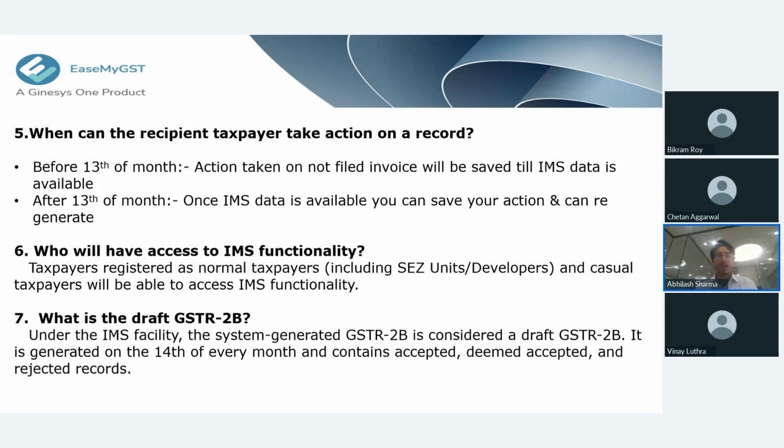The seventh one is, what is the draft GSTR-2B? Under the IMS facility, the system generated GSTR-2B is considered as draft GSTR-2B. It is generated on the 14th of every month and contains accept, deemed accepted, and rejected codes.